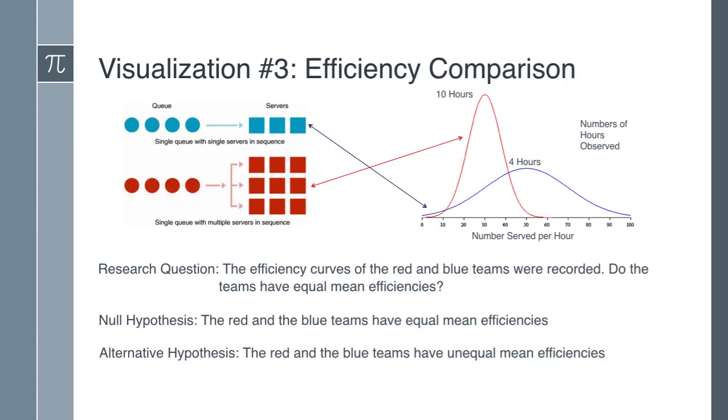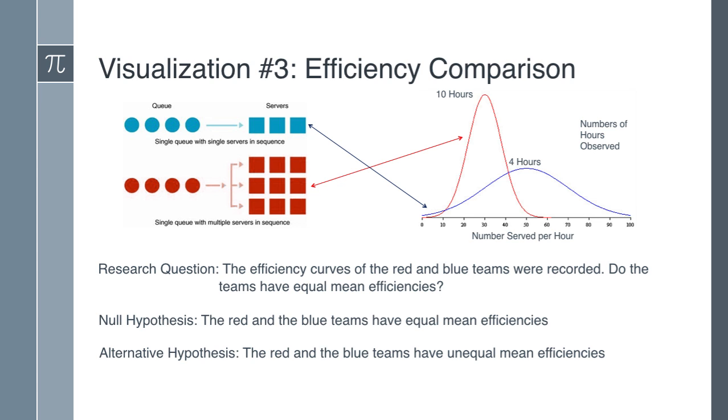Next we will move to efficiency comparison. The research question here is, the efficiency curves of the red and blue teams were recorded. Do the teams have equal mean efficiencies? In this, as we can see, the blue is the number of hours observed, and the red is the other hours. So the null hypothesis will be, the red and the blue teams have equal mean efficiencies, and the alternative hypothesis would be, the red and blue teams have unequal mean efficiencies.